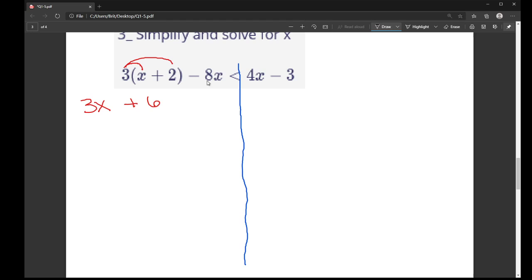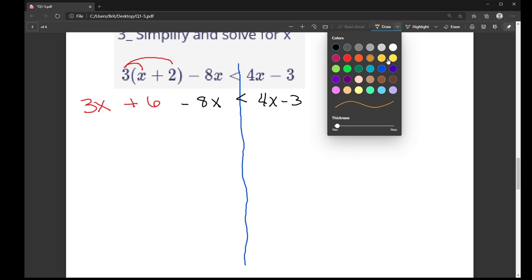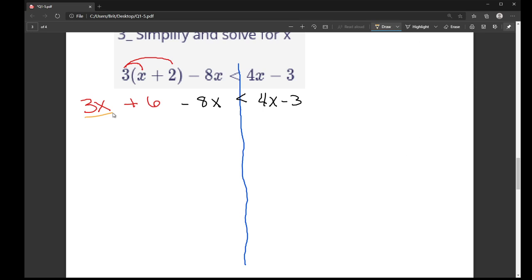Now a lot of kids, when they distribute, forget that there might be something else outside the parentheses. So don't forget to put that minus 8x there, or it'll mess you up. Then here on the left-hand side of the inequality symbol, I have a couple of like terms, right? I have a 3x and a minus 8x. So that is negative 5x. So I still have 6, and I still have my right-hand side.